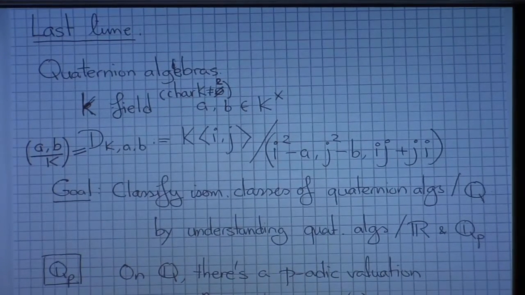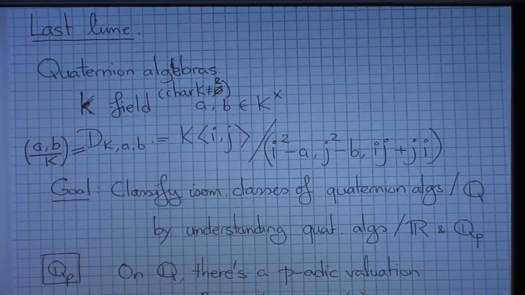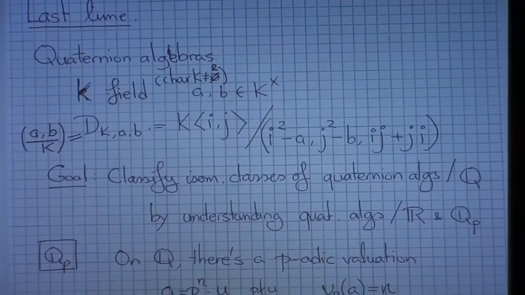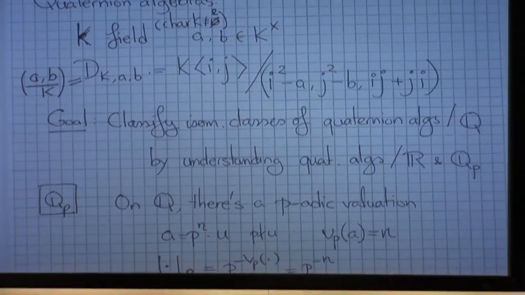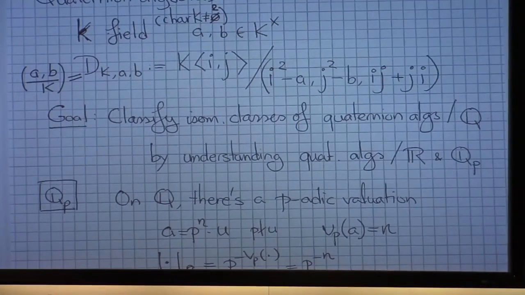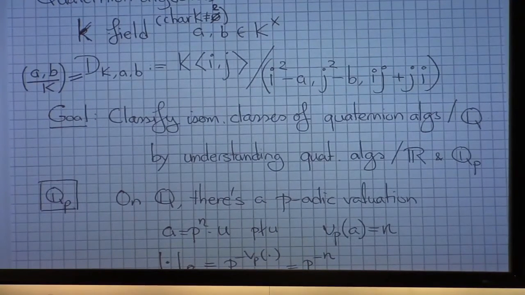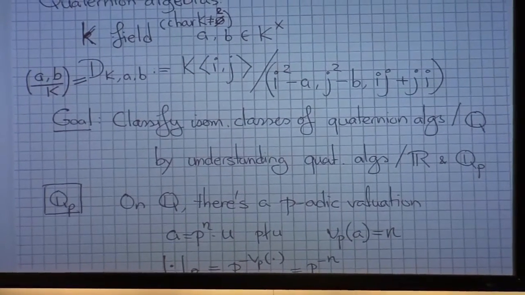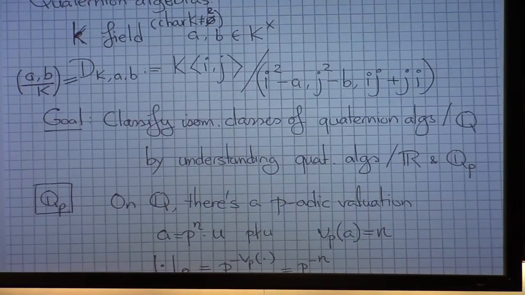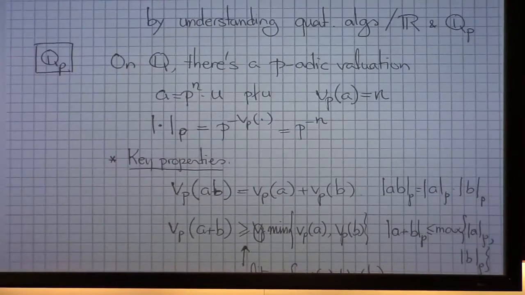The goal we set up for this lecture series is that we want to classify isomorphism classes of all quaternion algebras over Q. The way we do that is by a local-to-global approach. So we want to understand first of all quaternion algebras over R and over other fields extending Q, namely Q_p. So then we move on to talk about this p-adic completion of Q, namely Q_p.